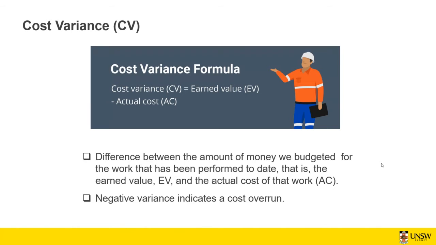And our cost variance is going to be negative, which means that we have spent more and the project is over budget. So the difference between the amount we budgeted for the work that has been performed to date, that is the earned value, and the actual cost of the work is going to be the cost variance. So if the cost variance is positive or zero, it means that we are on track and we are not over budget. But if the cost variance is negative, it means that we spent more than we're supposed to spend.